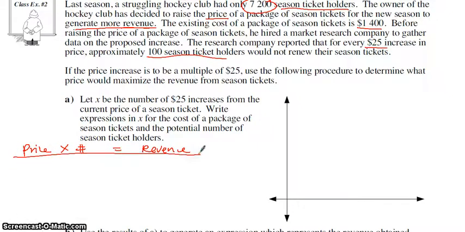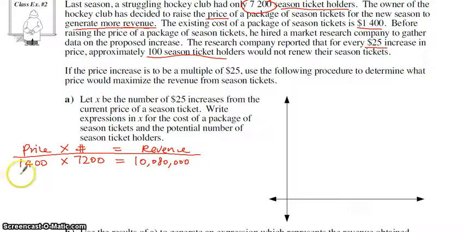When you read a word problem, you need to figure out the relationship between all the terms in the question. So price times number of ticket holders is the revenue. The price starts at 1,400. If you multiply by 7,200, that's your revenue. Now, for every $25 increase, you can make a table to help yourself see what's going on with all these numbers. If you multiply these two numbers together, you have 10 million.